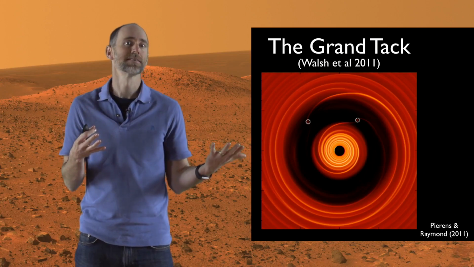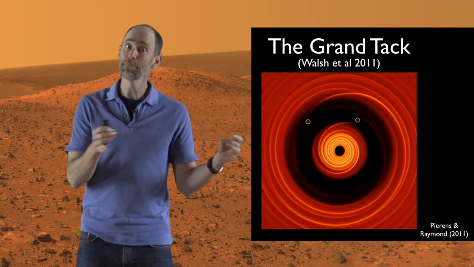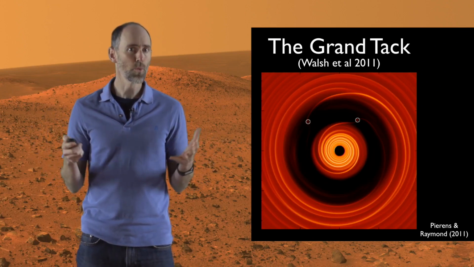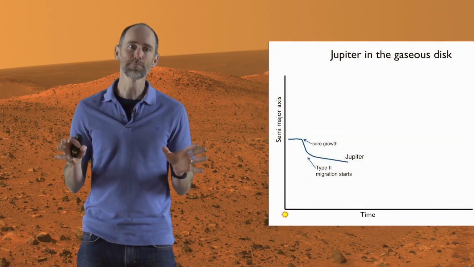And this image here is a snapshot from a computer simulation of Jupiter and Saturn migrating around within the disk. So what do we think that Jupiter and Saturn actually did? Well, here's a very simple explanation.